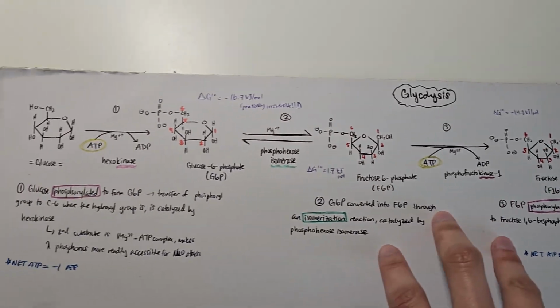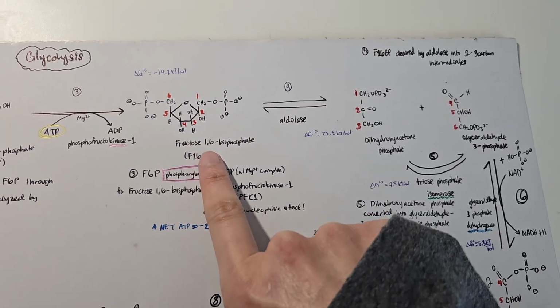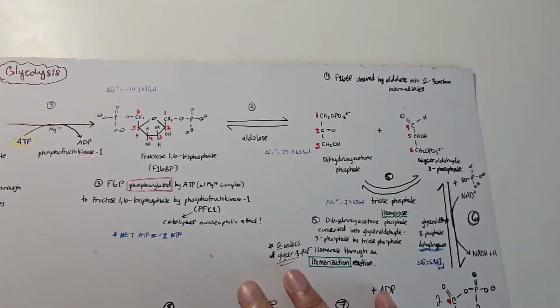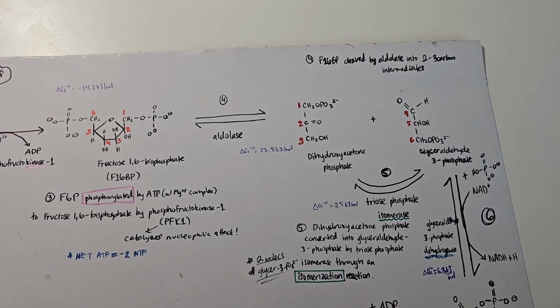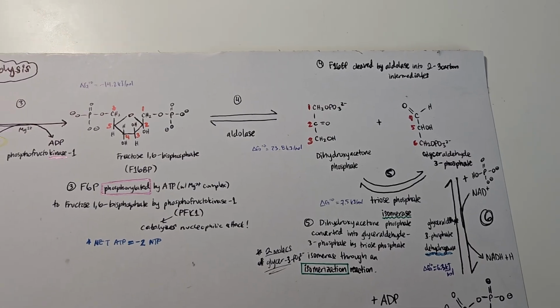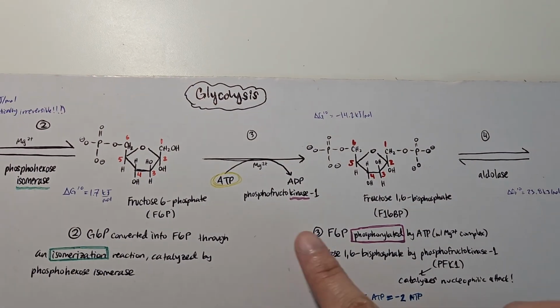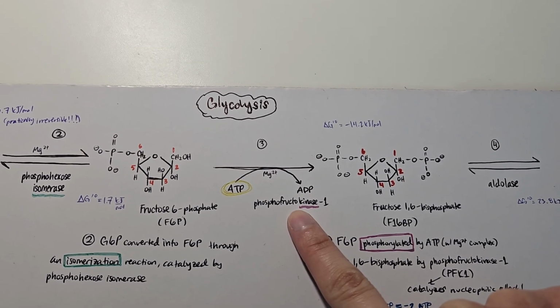That's pretty much it for this reaction. This next reaction, reaction 4, we're going to be cleaving the molecule. So we're going to go from fructose 1,6 bisphosphate into the first product, which is dihydroxyacetone phosphate, as well as glyceraldehyde 3 phosphate. So these two products are just what we're going to be cleaving fructose 1,6 bisphosphate from.